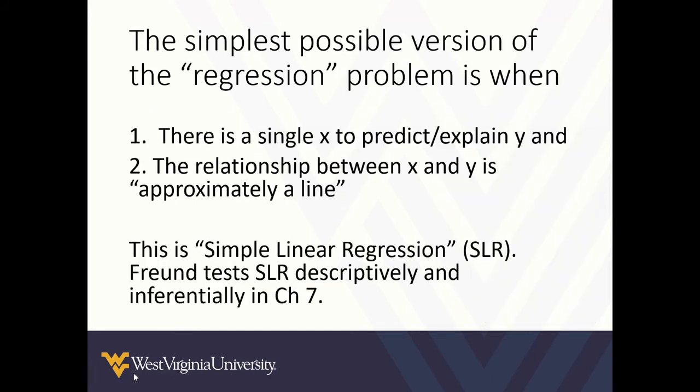So in our case, the simplest possible version of our regression problem is in the case where there is a single x to predict or explain y, and that relationship between x and y is approximately a line. This situation is known as simple linear regression, which is abbreviated as SLR. Our textbook discusses SLR both descriptively and inferentially in Chapter 7. Chapter 8 is referred to as multiple linear regression, and it has multiple x's to predict or explain a single y. But that is beyond the scope of this course, simply because we've run out of time.